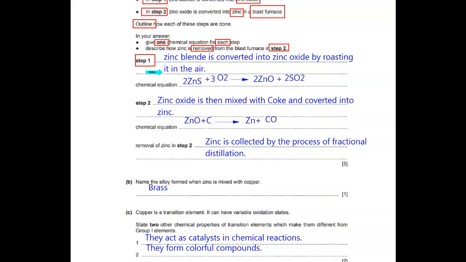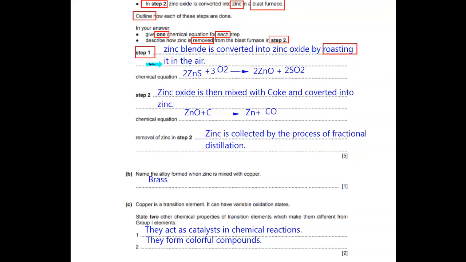It is not a slang word. It is actually a word that needs to be used in the marking scheme criteria, because it is actually exposed to a high temperature of air, essentially steam. But we usually would write air here as opposed to steam and use the word roasted instead. That's why I have said that zinc blend is converted into zinc oxide by roasting it in the air. And this is backed up by the chemical equation that I'm going to write here.